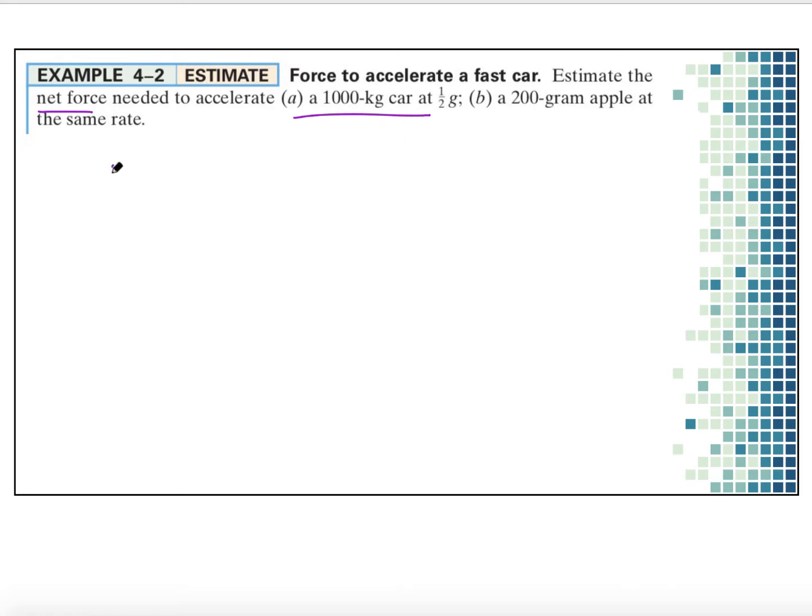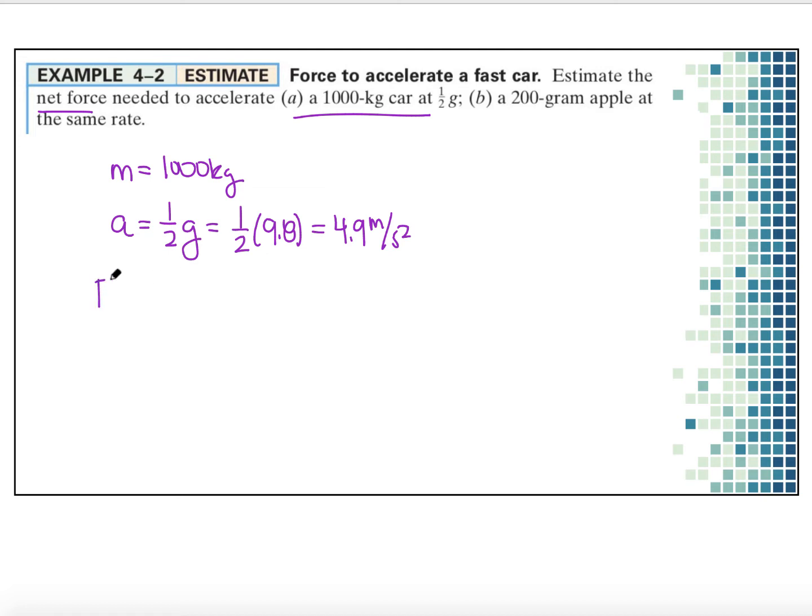So let's go ahead and set this up in a good problem-solving style, where we say that our mass is 1,000 kilograms, and our acceleration is equal to 1/2 g. And if you recall, g is approximately 10, or you can use 9.8. Let's use 9.8 this time, so that our acceleration is actually 4.9, and that's again meters per second squared. So what net force is needed for this?